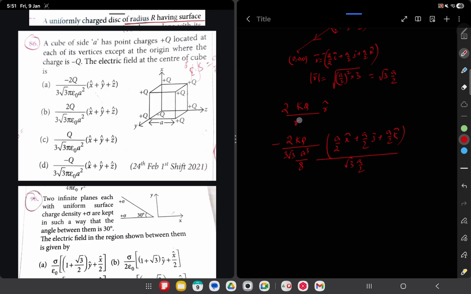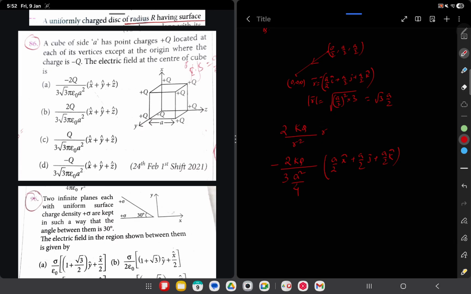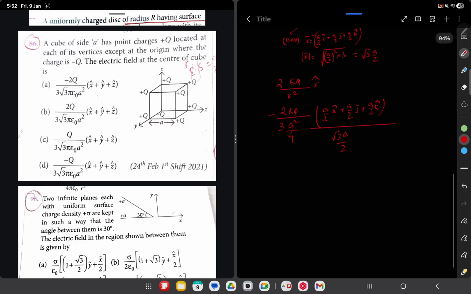Or you can clearly write k by r square into just r cap, so the calculation will be much easier. Root 3 square is 3. For this r cap, you need to divide the r vector by root 3 a by 2, so a by 2 cancels out, and you get x cap plus y cap plus z cap.